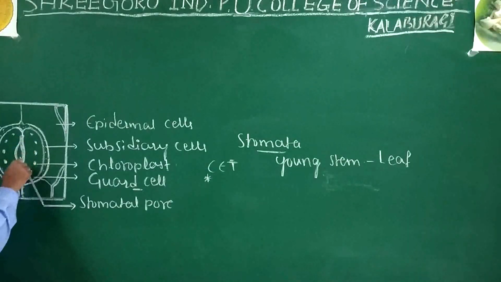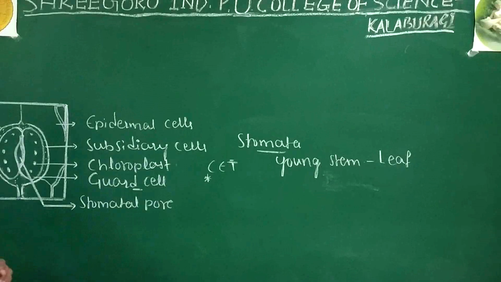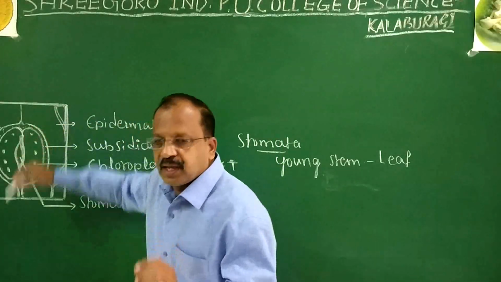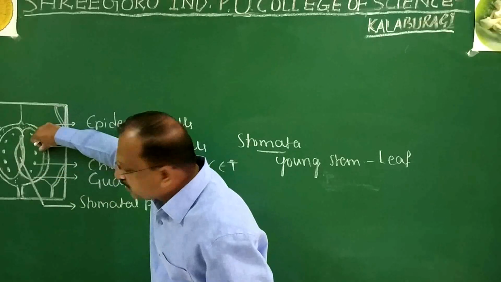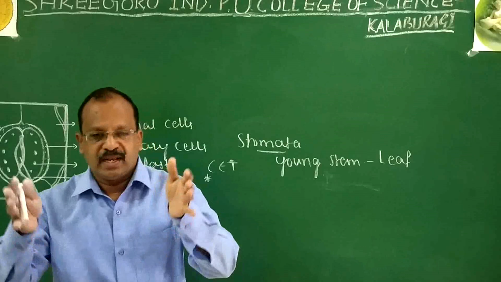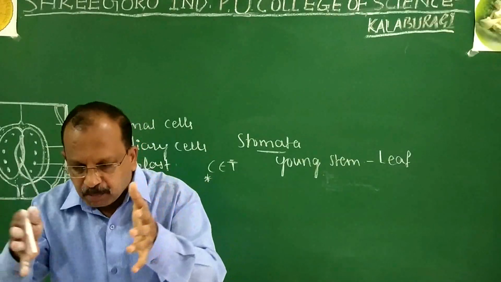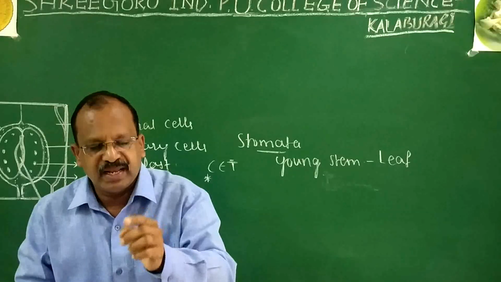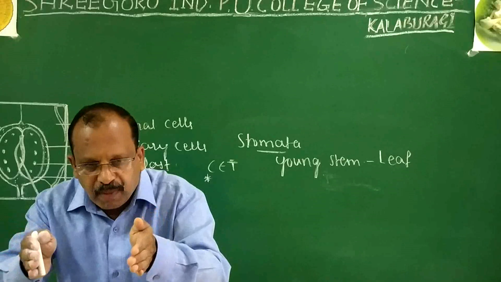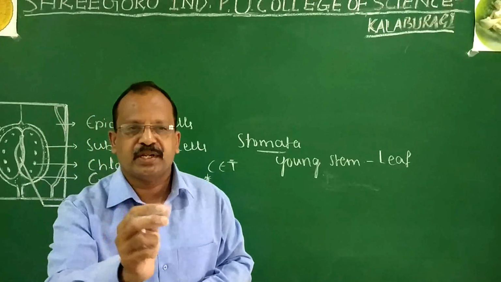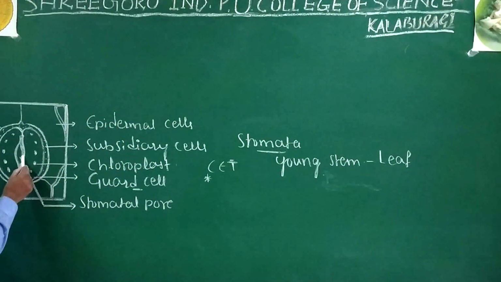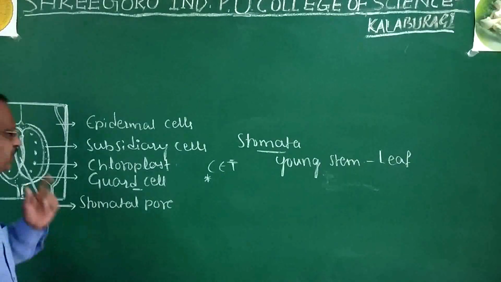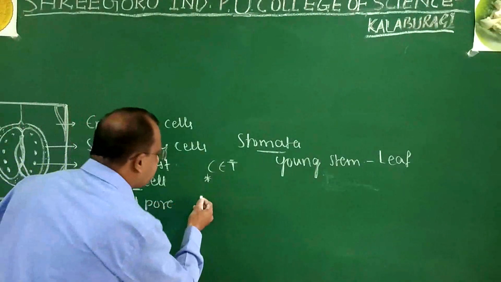Inner wall of the guard cell facing the pore is thick and less elastic, whereas the outer wall is thin and more elastic. You know already, elasticity means capacity to return back to its normal length and form when the force is removed. One more point you have to remember concerned with the guard cell: it is having a vacuolated cytoplasm.